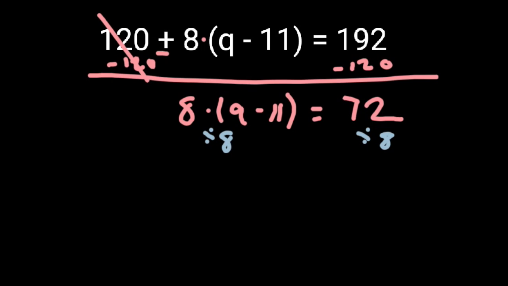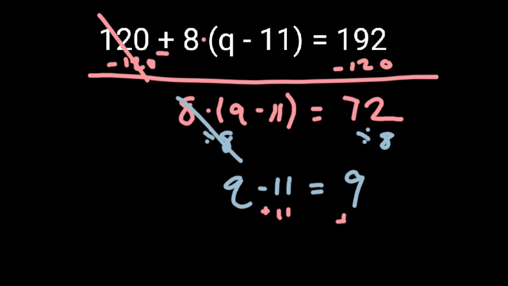Eight divided by 8 is 1, so that's going to leave the quantity on the left, q minus 11. And on the right-hand side of the equation, 72 divided by 8 is 9. Now we have a one-step equation. We do the opposite and add 11 to both sides. Q equals 20.